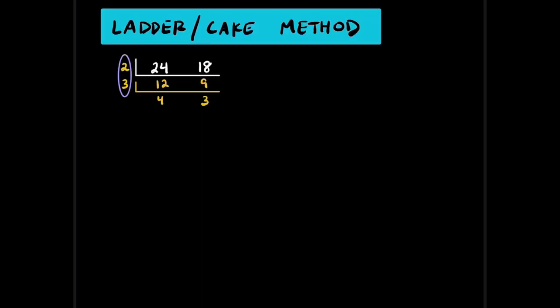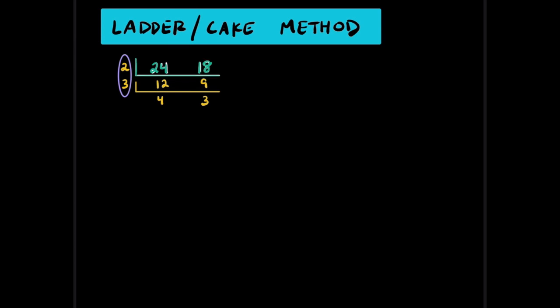That brings us to the ladder or the cake method. This method is the quickest and requires the least amount of writing. However, since it looks a little bit more abstract, a lot of people forget how it works. When completing the ladder method, you start off by just writing the two numbers next to each other. Here we're going to write 24 and 18.